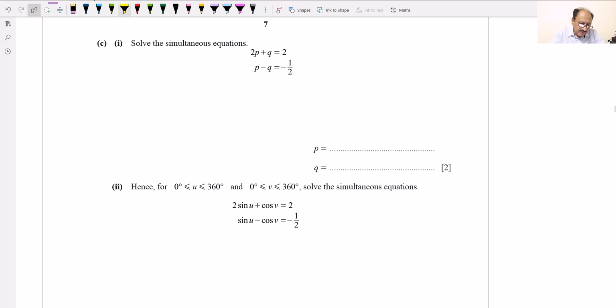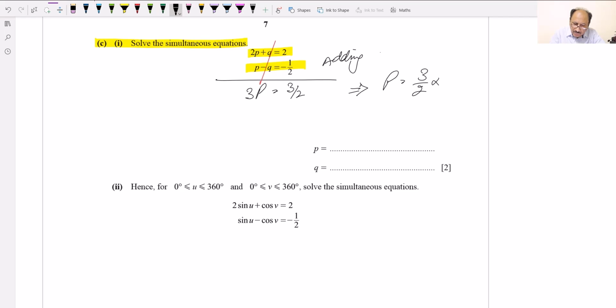Now for C part, it's a simultaneous equation which we need to solve. These two are the equations, and we can add them together. So adding, these two will be cancelled, and we will get 2p plus p will be 3p is equal to 2 minus 1 by 2 will be 3 by 2. So p will be equal to what? P will be equal to 3 by 2 into 3 will go as denominator, and this 3 will cancel, and the P value will be 1 by 2.